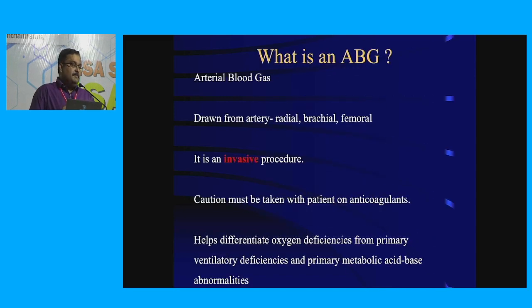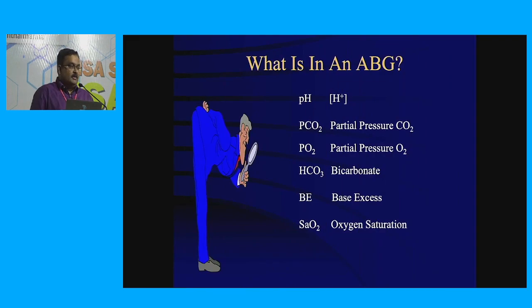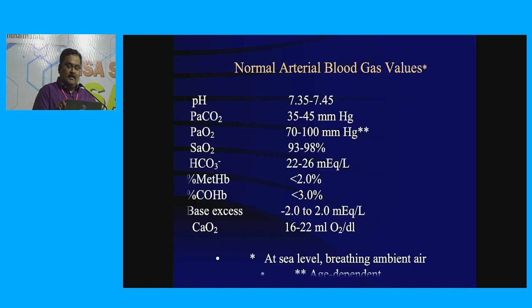So what's an ABG? An ABG is an arterial blood gas which is drawn from an artery. It's an invasive procedure, so you should be very careful when you're going to take an ABG from patients who are on anticoagulants. What it does is help to differentiate oxygen deficiencies from primary ventilatory deficiencies and primary metabolic acid-base abnormalities. These are the things that you get in an ABG. I know you know all of these, and it's very important that you know the normal values of these.